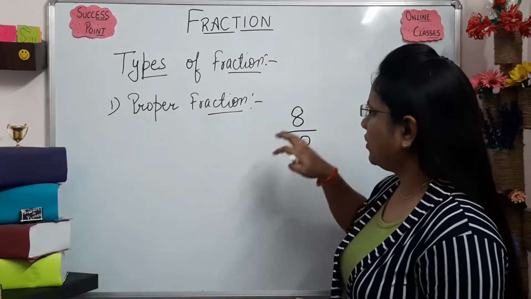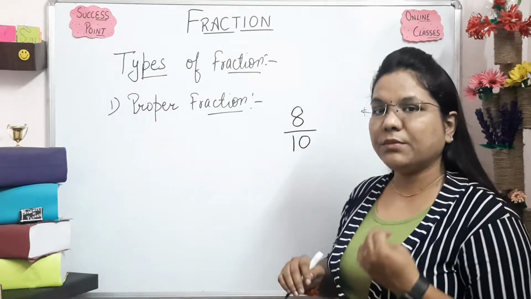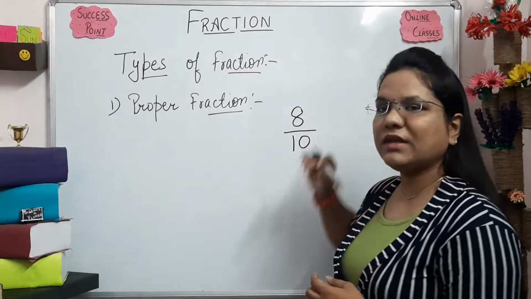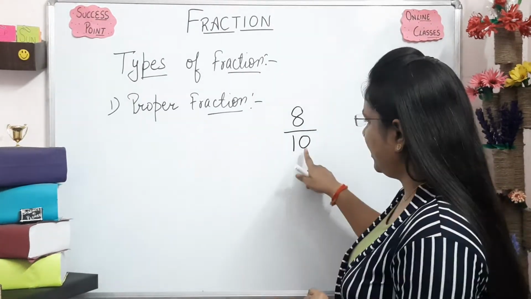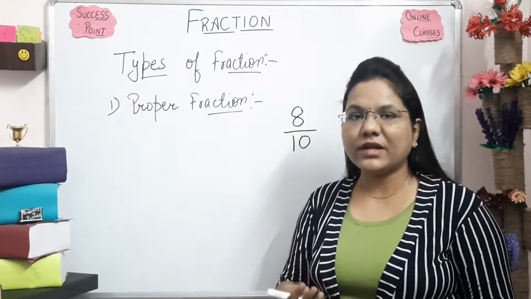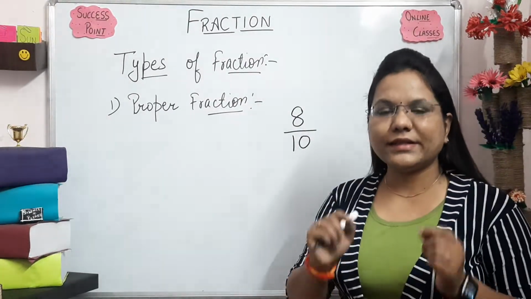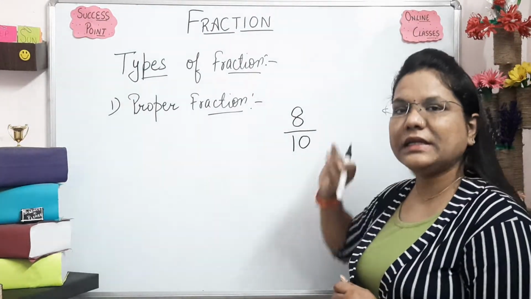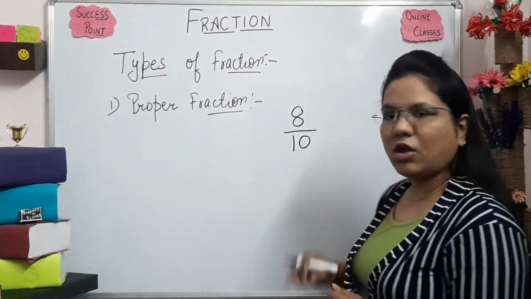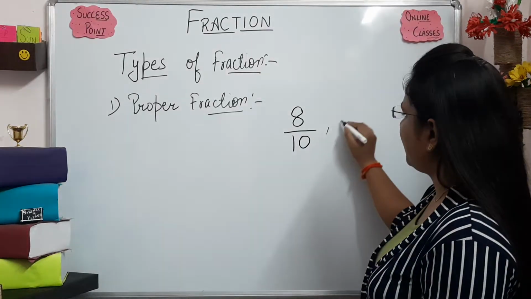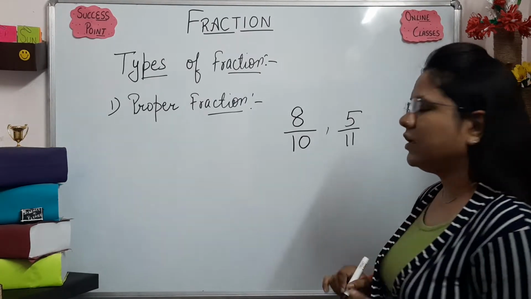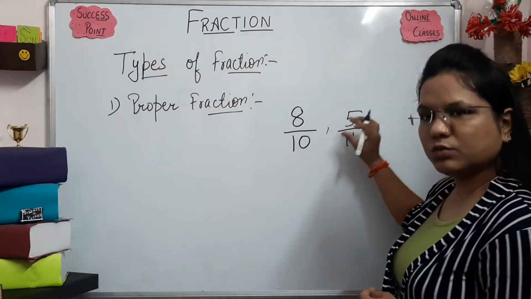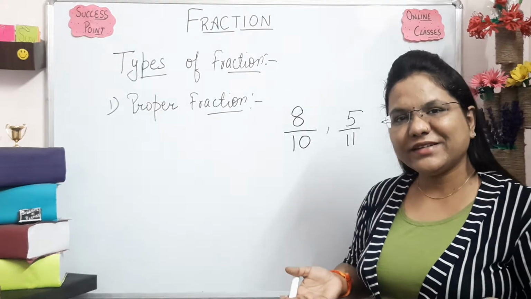Now why are we calling this a proper fraction? Because bigger value will be at down always, and numerator you will always get a smaller value than denominator. We already discussed upper value we are calling numerator, and down value we are calling denominator. That means numerator is always smaller than denominator. Let's take one more example. 5 by 11. Can we say 5 by 11 is a proper fraction? Yes, because numerator is small as compared to denominator.